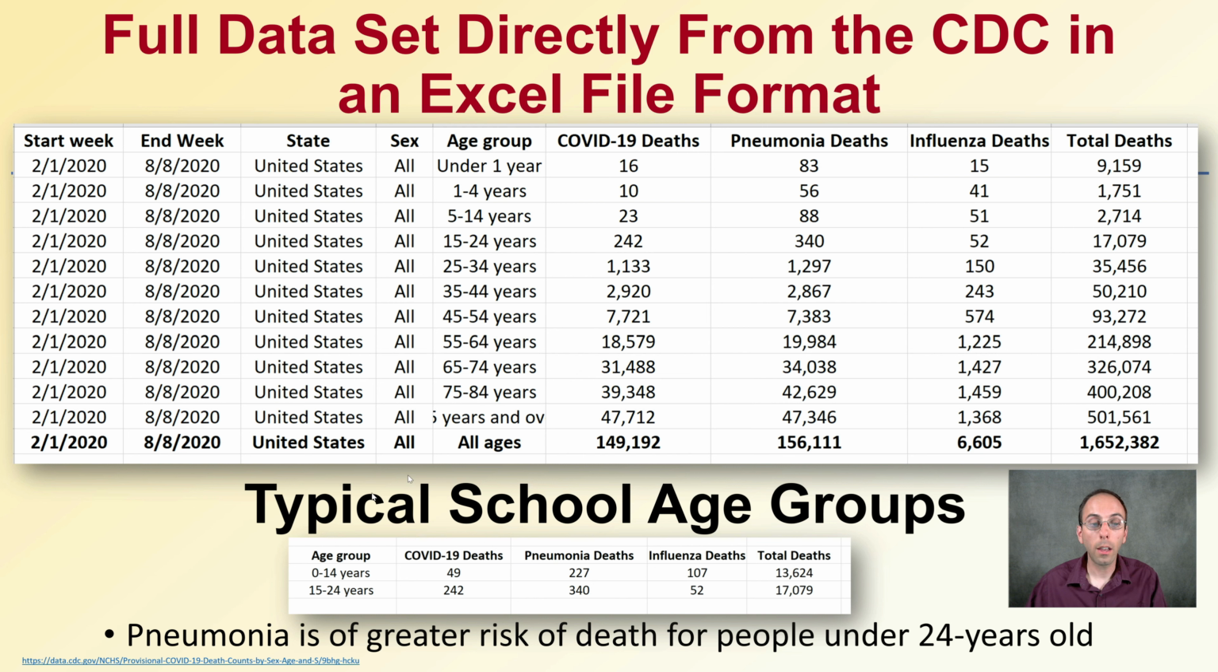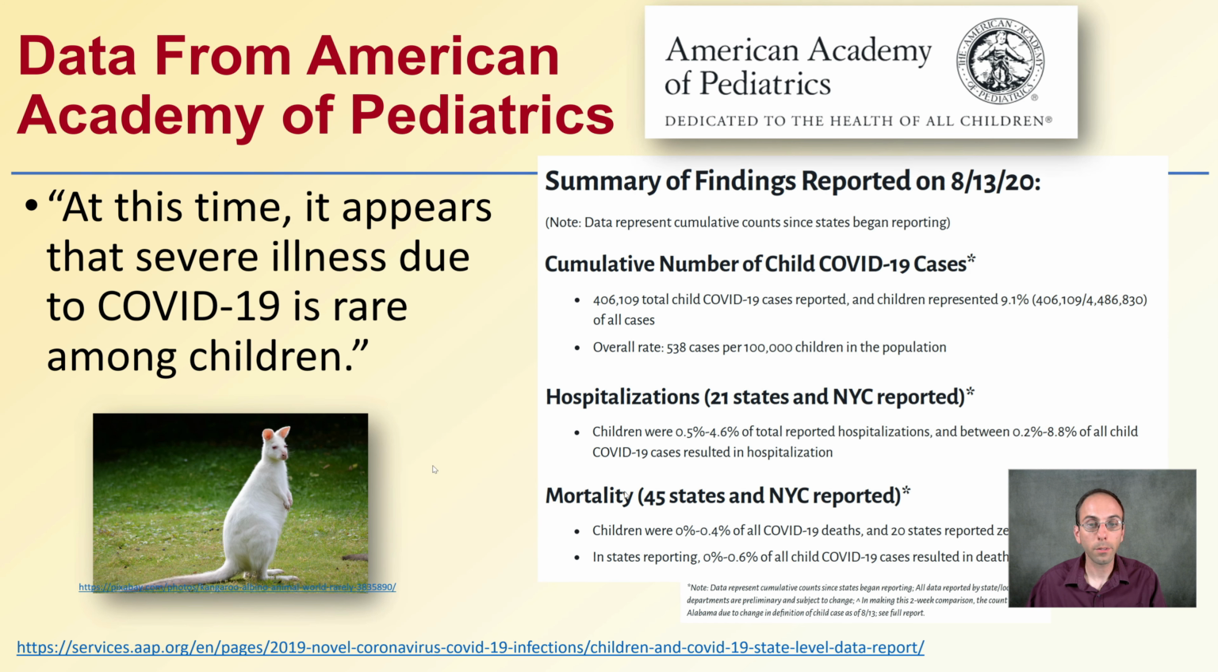I then took this data and compiled, from the age of 0 to 14 and 15 to 24, the COVID deaths, pneumonia, and influenza deaths for comparison. In both of these age groups, your typical school age children, pneumonia is a greater risk of death for people under 24 years old based on the CDC data.